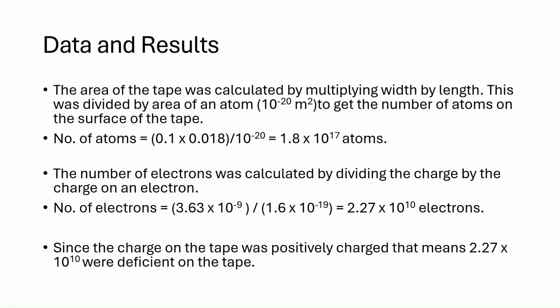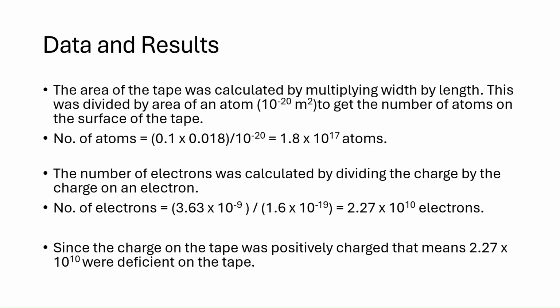To calculate the fraction of atoms that gave up electrons, we first divide the area of the tape by the area of each atom. This gave us 1.8 times 10 to the 17 atoms. Next, the number of electrons was calculated by dividing the total charge on the tape by the charge on an electron, which gave 2.27 times 10 to the 10 electrons.